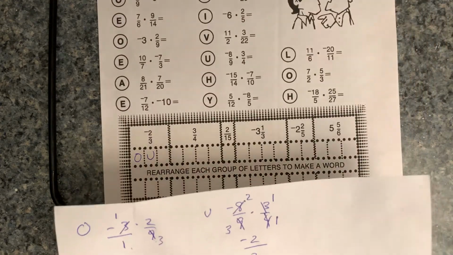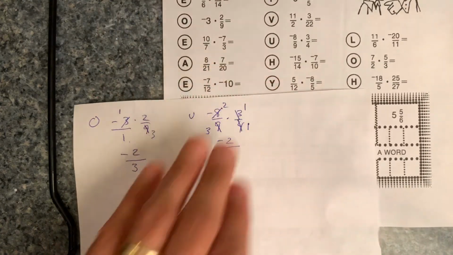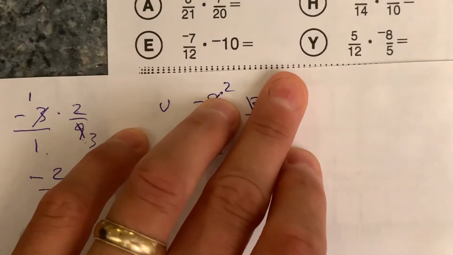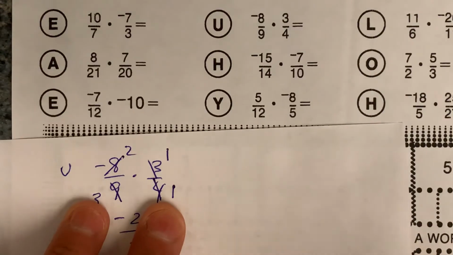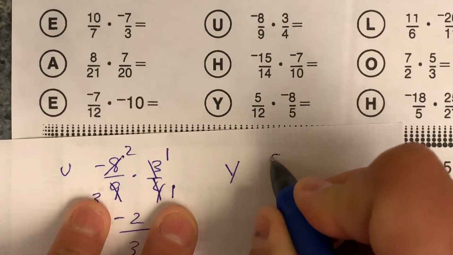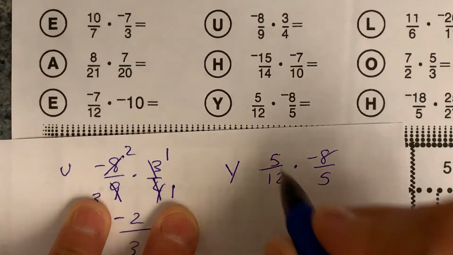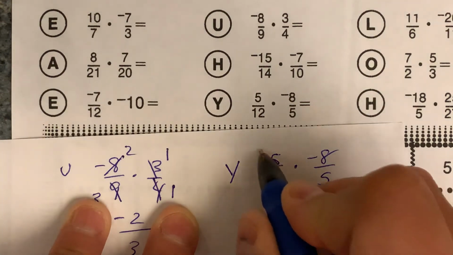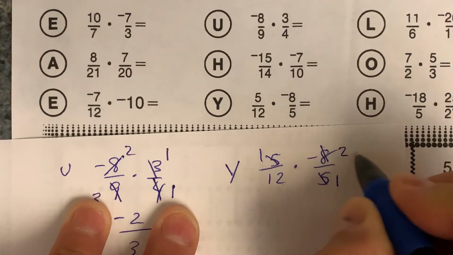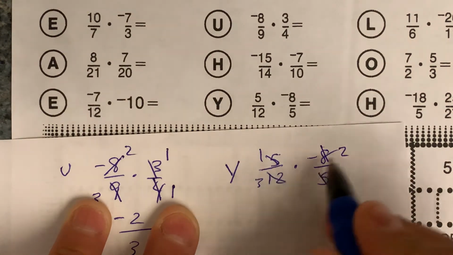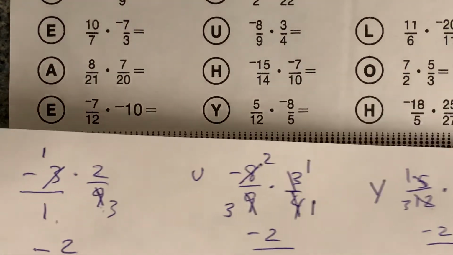The last one we're going to do is right down here. I'll move it over a little bit so you can see it. It's this Y right here. Okay, so this one, there we go. We've got Y. This one's 5/12 times -8/5. So here again, can I cancel anything out? I can cancel out the 5s. And the 8 and 12 we divide by 4. So that's 2 and 3. So 1 times -2. 3 times 1 is 3. Again, it won't always be the same answer, but I picked these on purpose so it will.